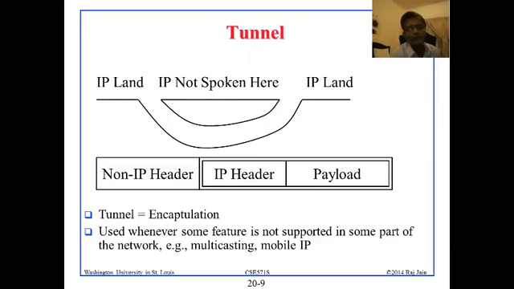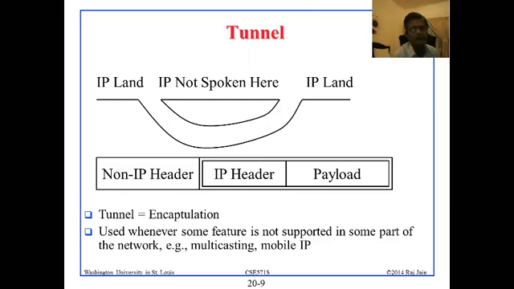The way a tunnel works is that you take the original packet, with the original header, and you put it into a new packet with a new header. That new header is spoken in the area where you're passing through, and when you pass that area completely, at the exit you decapsulate the packet.